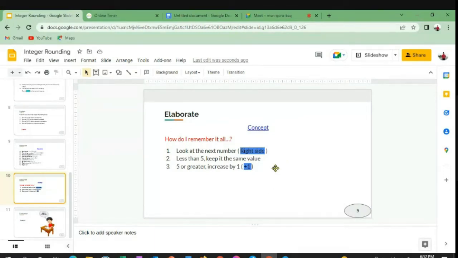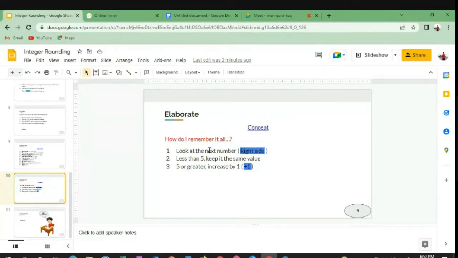Hello. Do you get the concept of how to do rounding numbers? Yeah, I got it. Could you explain again, teacher? Yes, I will do it again. Do you remember the concept, how to do the exercise of rounding numbers?